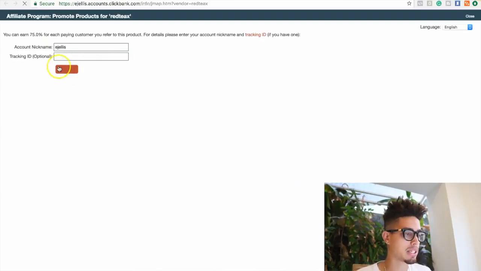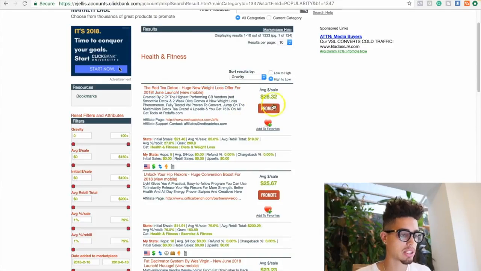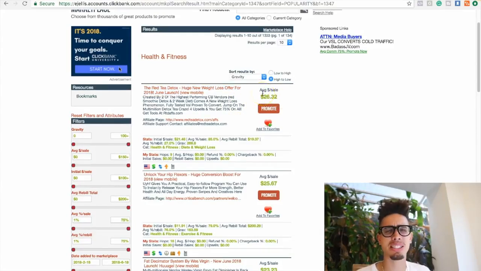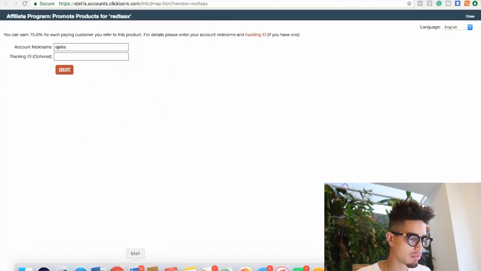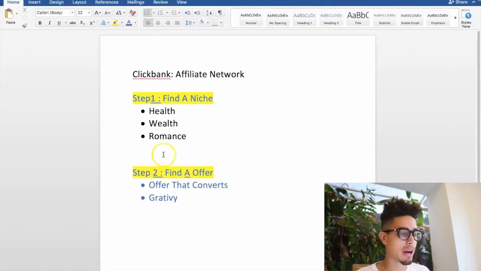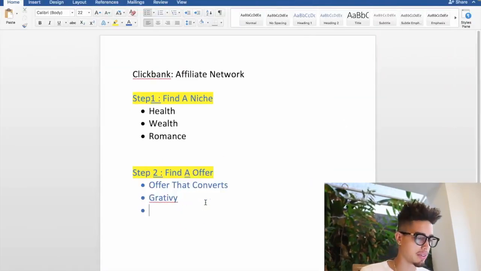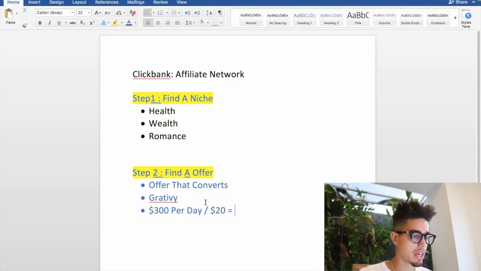Then you also want to make sure that there are good profit margins. They do pay out 75%, right? If we go back to this, it's also $26. So 75% of that is about $20 per sale. But how do we get to $300 per day? First, we need to set up a target. If our target is $300 per day, and our offer is $20 per sale, how many sales do we have to generate per day? Realistically, we have to generate about 15 sales per day.